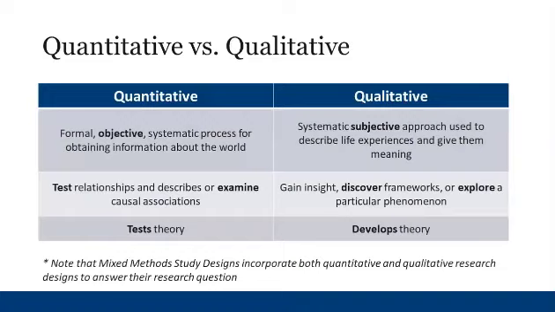Quantitative research tends to be more formal, definitely objective, with systematic processes. Whereas qualitative is more subjective, still very systematic, and often more descriptive, applying meaning to experiences. Another main difference is that with quantitative analyses, you may be thinking about testing relationships or examining causal associations. Those are quantitative questions. Whereas if you're thinking more about discovering a framework or exploring some particular phenomenon that you've noticed, that's more qualitative in nature.